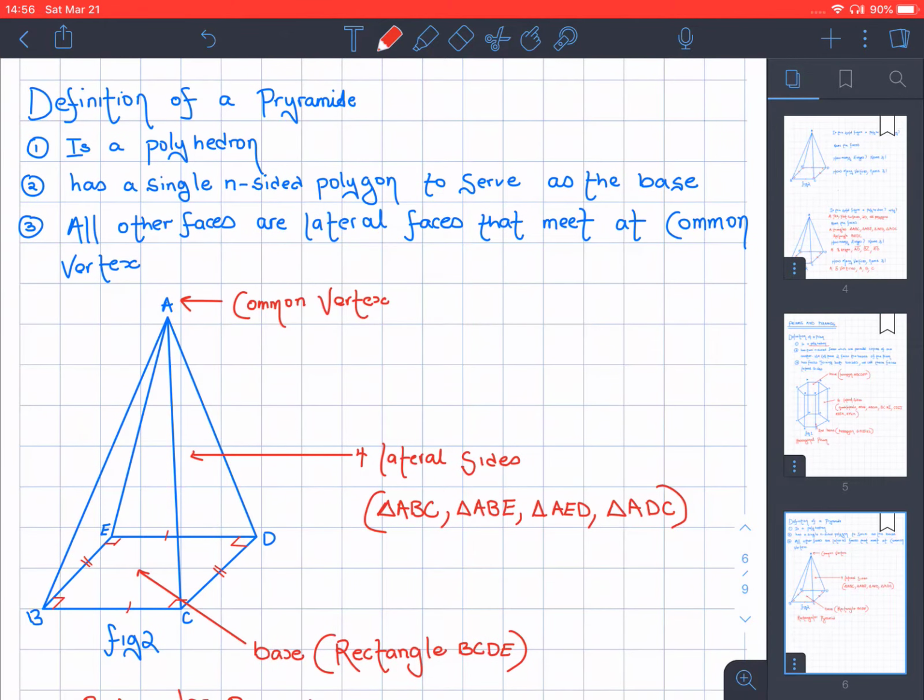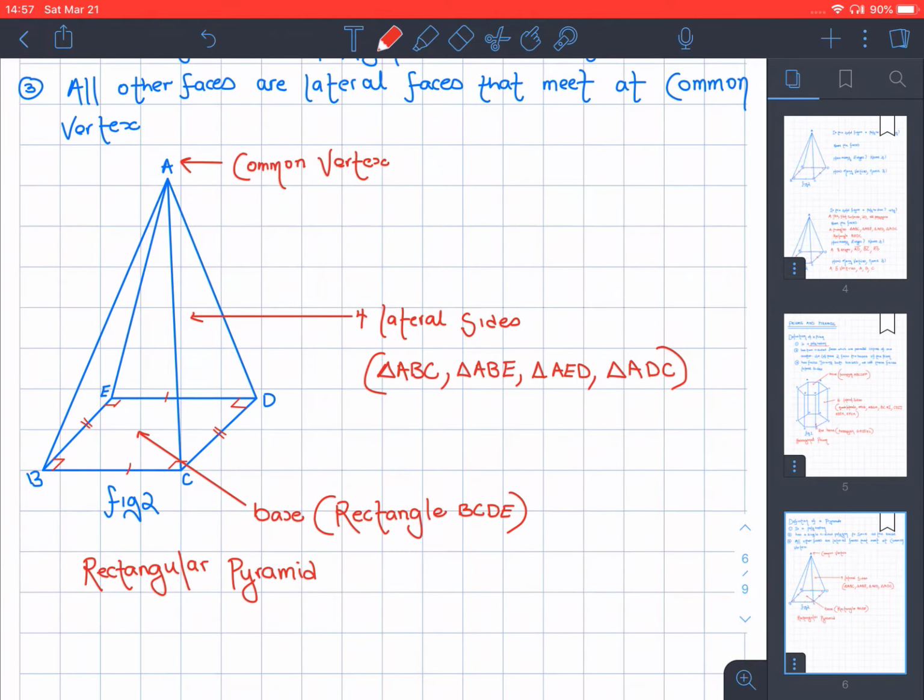Okay, and so the next part is we've defined a prism. How do we define a pyramid? A pyramid also is a polyhedron. It has a single n-sided polygon to serve as the base, and all other faces are lateral faces that meet at a common vertex. So if we look at this figure 2, which I pulled out of the example, we see that we have a rectangle as a base. That's rectangle BCDE, and we have four lateral sides, and those four lateral sides all meet at a specific point, which is a common vertex.